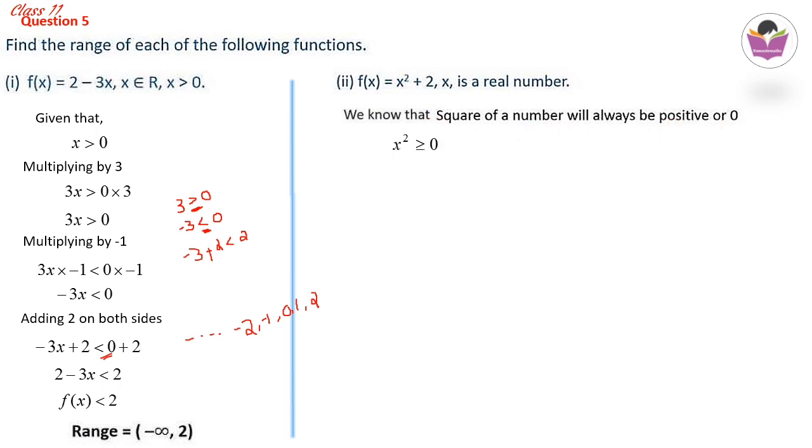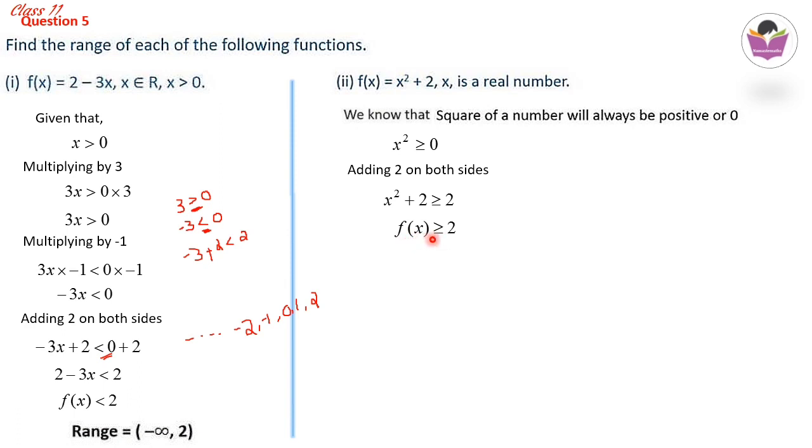Means x square is always greater than or equal to 0. Square of a particular input is always greater than or equal to 0. But here x square plus 2 is there, so we just add 2 on both sides. So x square plus 2 is greater than or equal to, right side 0 plus 2, 0 plus 2 is 2. What is x square plus 2? x square plus 2 is f of x. That means f of x is greater than or equal to 2.